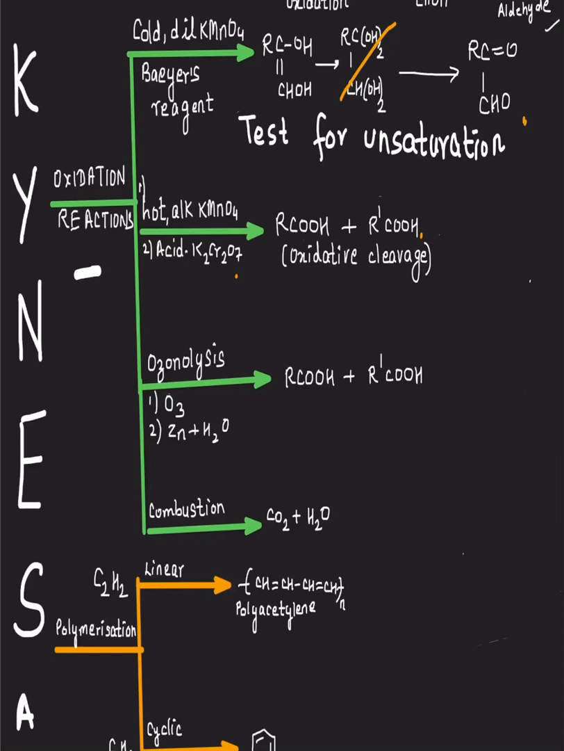Now what is this R dash? If you have the original alkyne as this, that is how I have written the product. It could also be that instead of this R dash, you have an H over here, in which case the product will change to HCOOH. Ozonolysis, again we have formed the two products, and combustion we've already discussed that it is used for welding purposes, right?